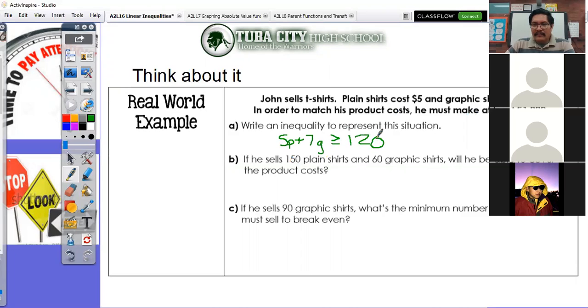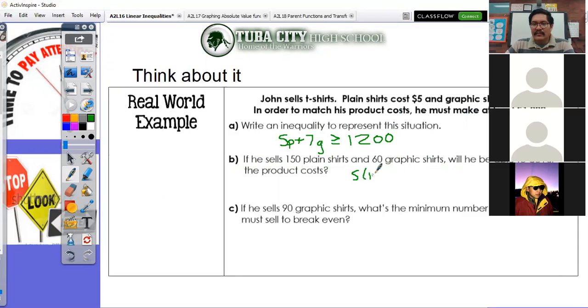What they oftentimes call the break-even point. Now, if he sells exactly $1,200 in shirts, then again, that's what you call breaking even. But in this case here, we don't want to break even. He wants to make profit. So it says here, if he sells 150 plain shirts and 60 graphic shirts, will he be able to cover his product cost? So let's go ahead and plug that in.